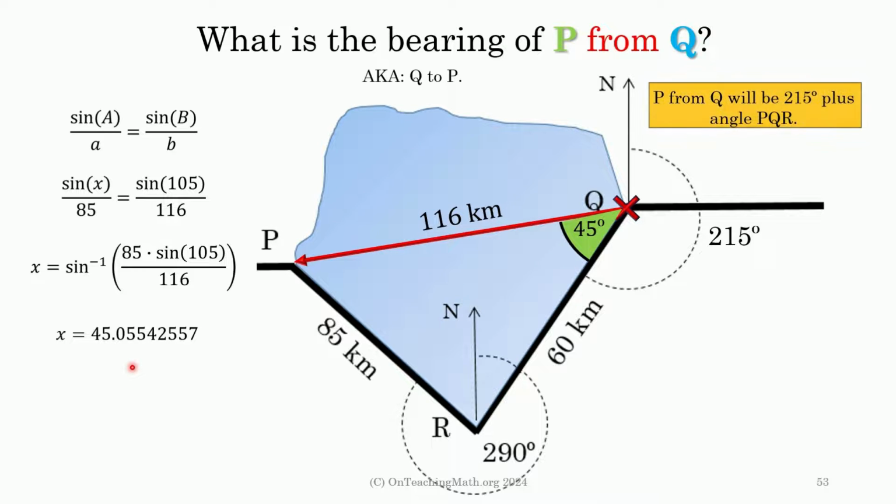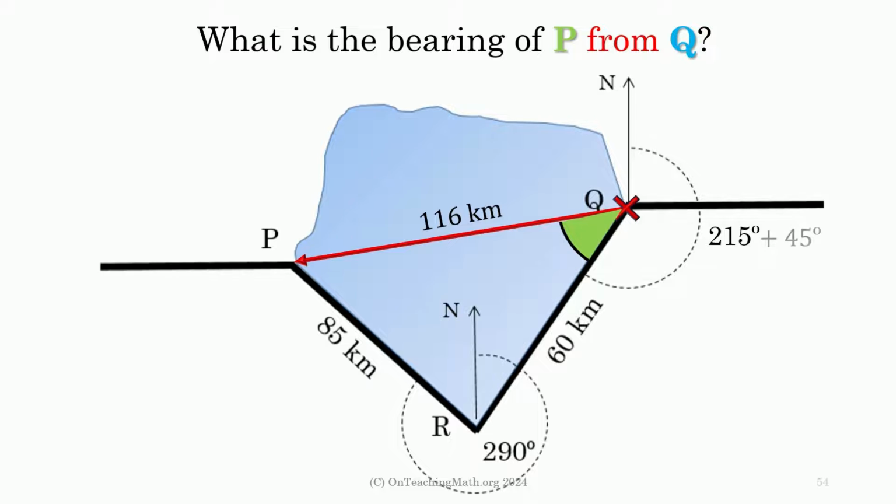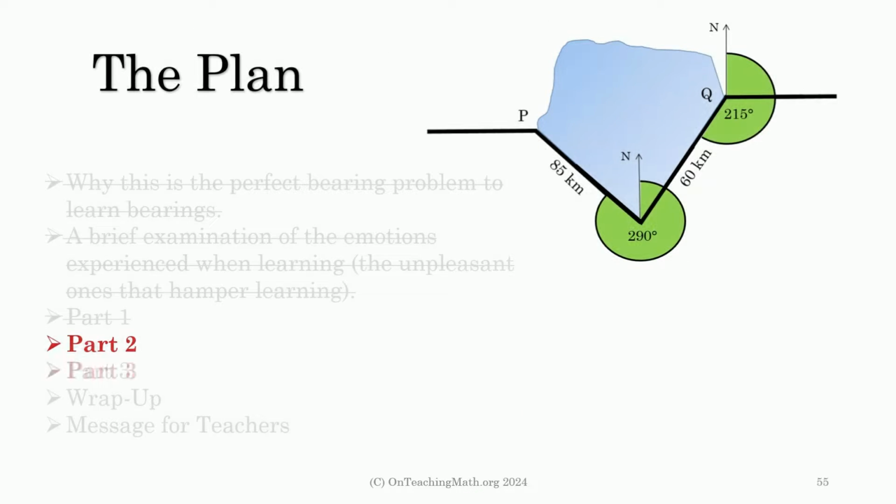So, as we said, P from Q is going to be 215 plus that angle X, so 215 plus 45 is 260. So, that angle right there, that bearing is 260 degrees. All right, there's part 2. Let's go ahead and move on to part 3, shall we?